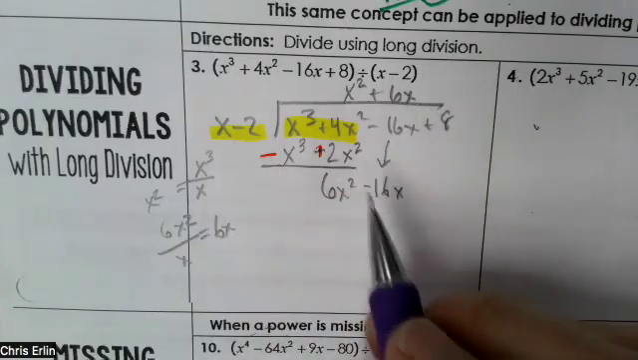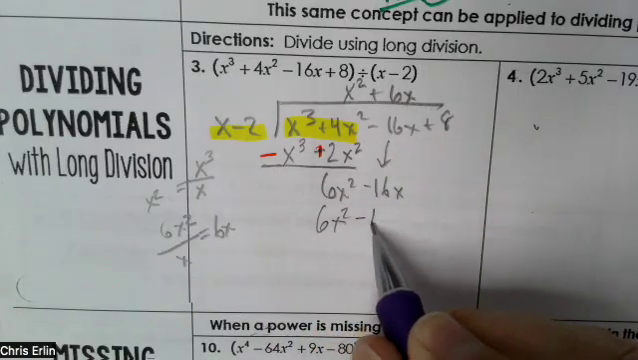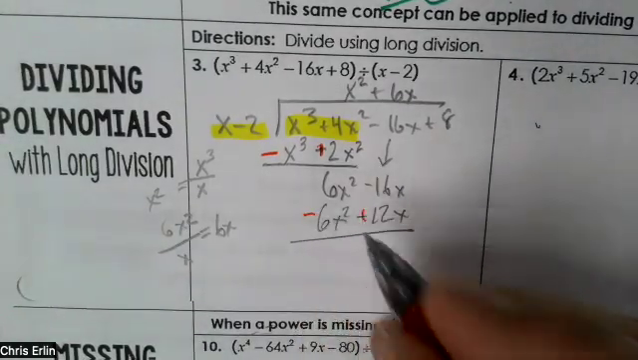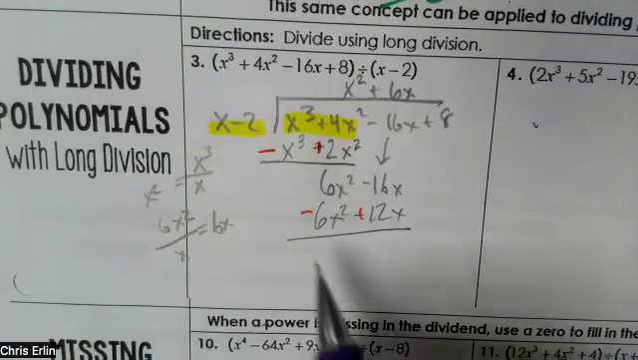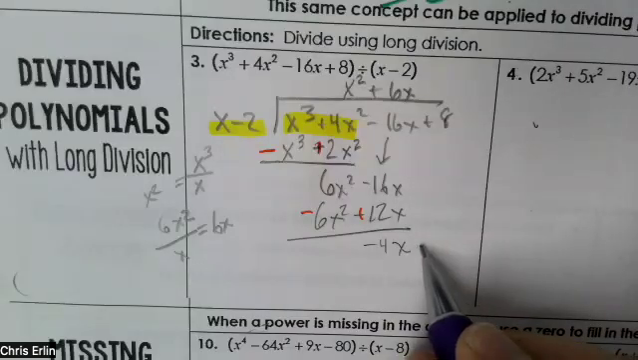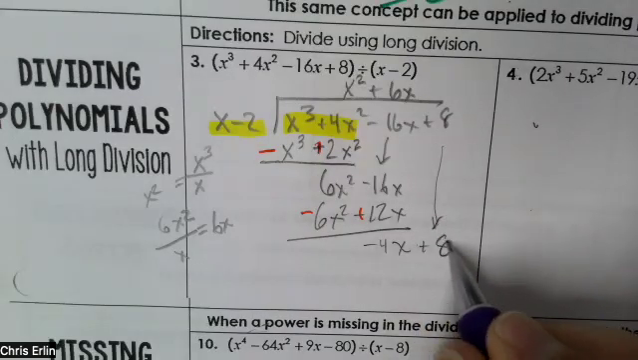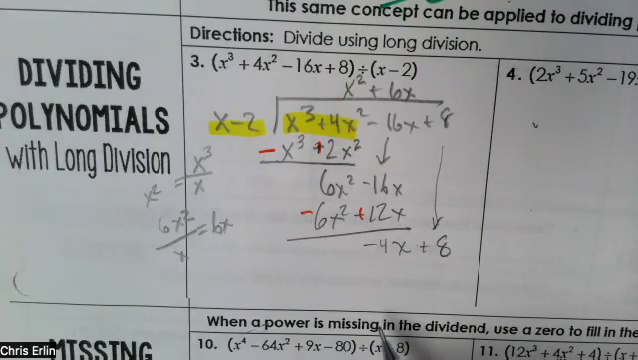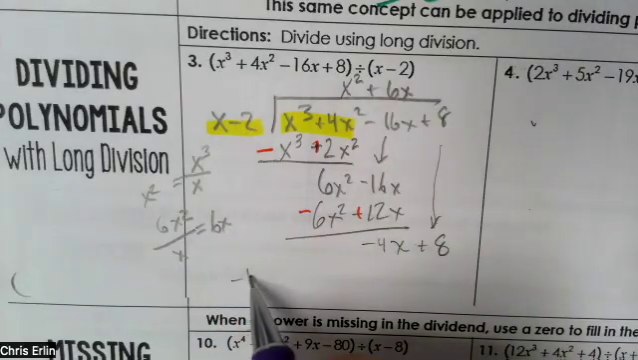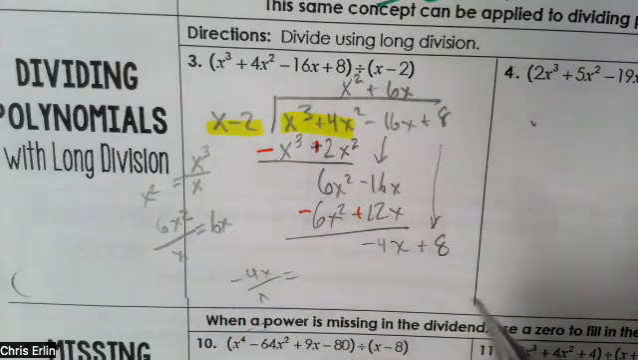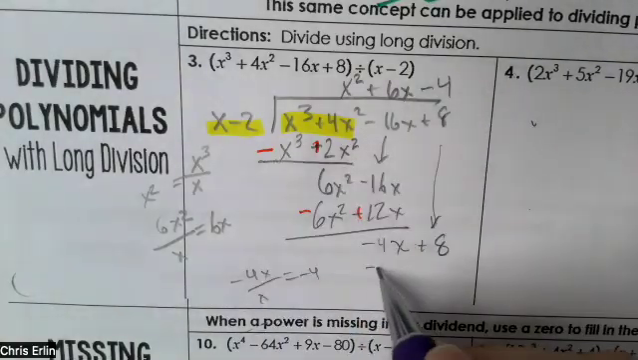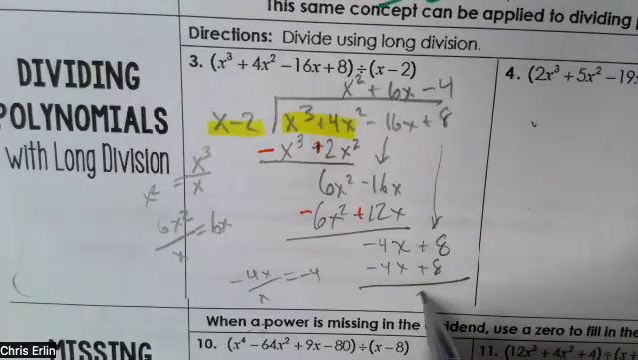How close am I? Well, let's see. 6x squared minus 12x. I want to find how close I am, so I'm going to subtract, which means adding the negatives. My 6x squareds go away. I get -4x. Bring down my plus 8. I want to see how many times -4x can be divided by x. What do I get? -4. So that's what goes up here. -4, -4x plus 8, 0.